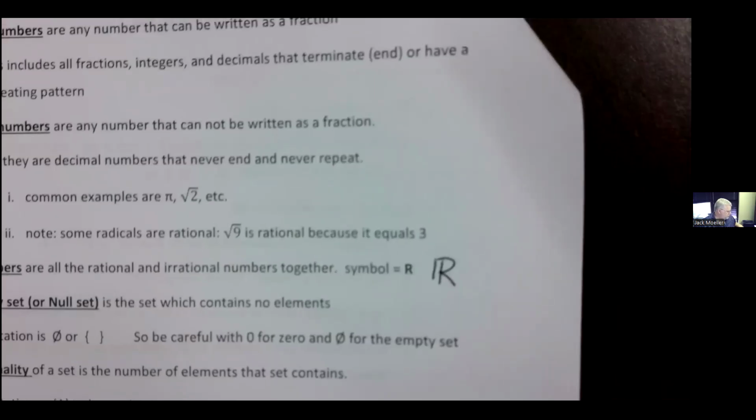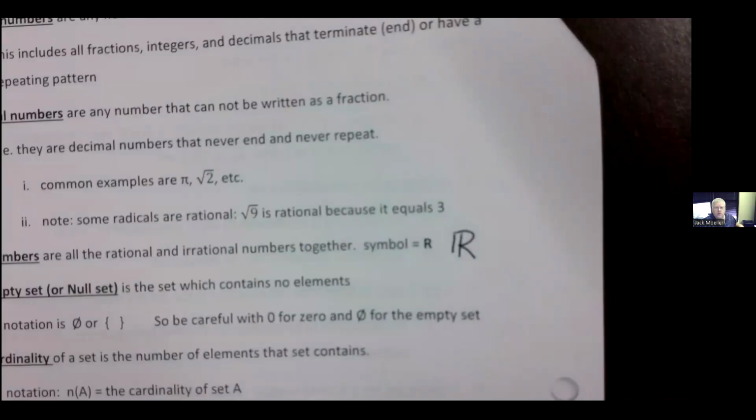Okay. Before I do any more definitions, let's jump into the homework. Do a couple of homework problems.